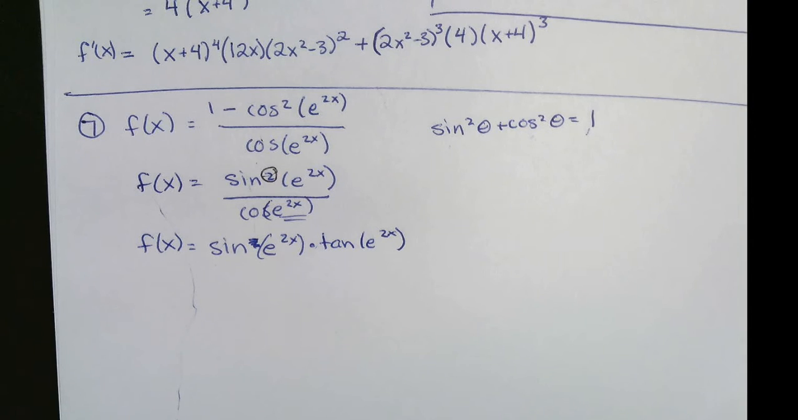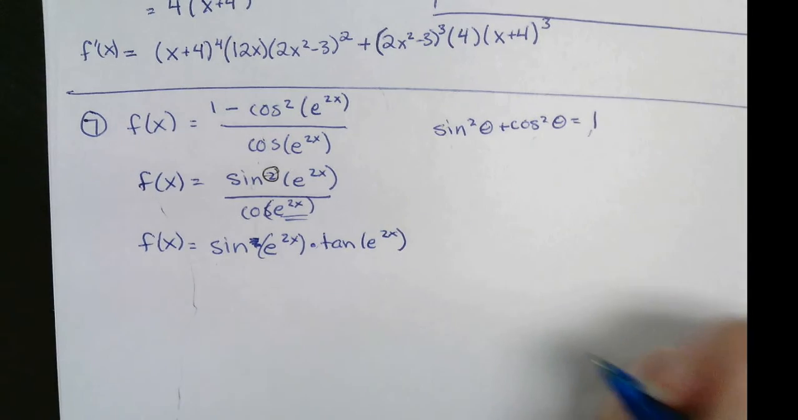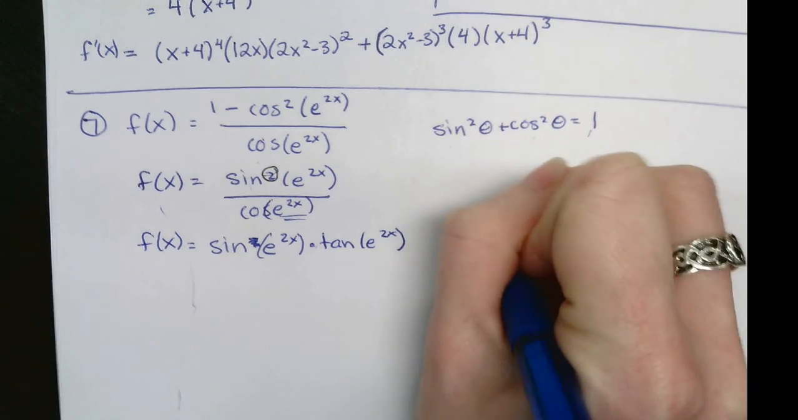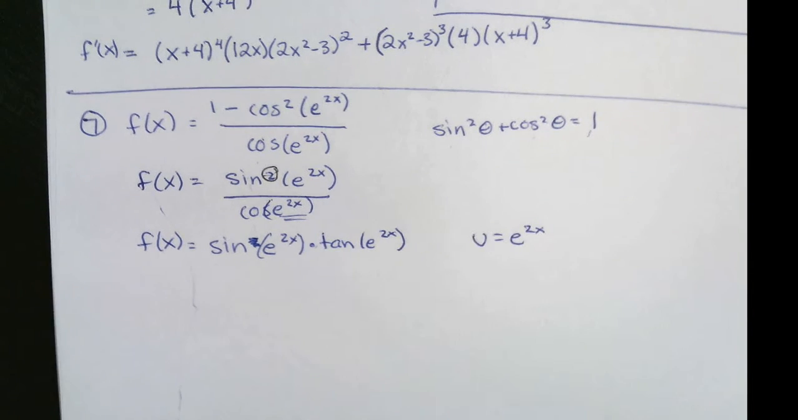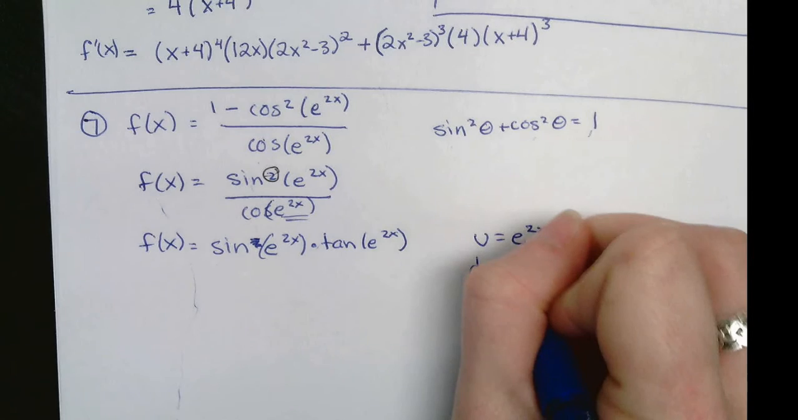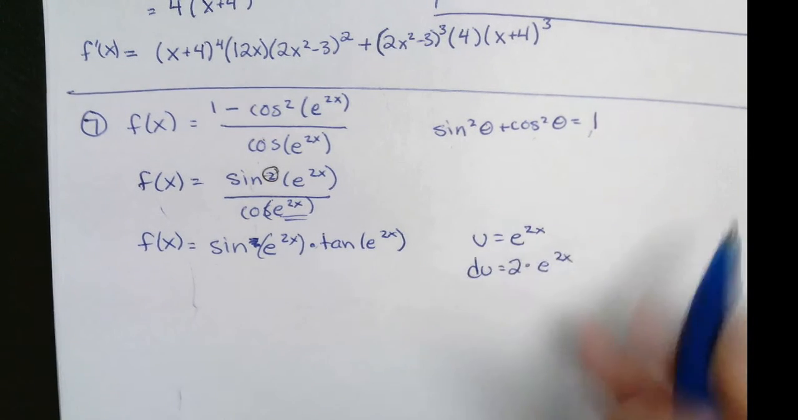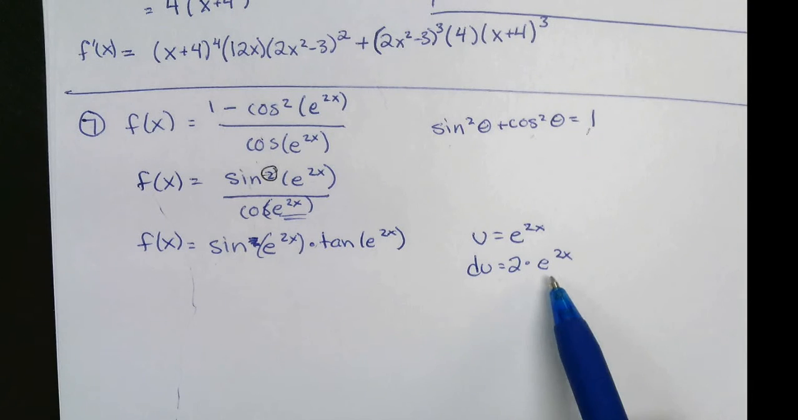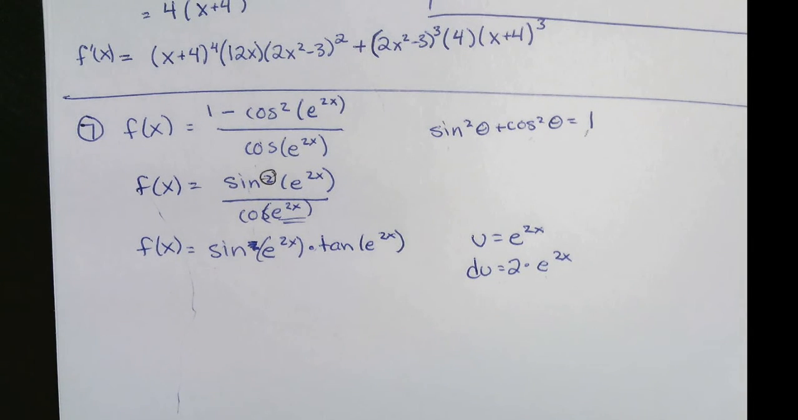Now we can go through and do our product rule. It's going to be combined with chain rule, so that's super fun. Let me double check that there's no other tricks I'm missing really quickly. Okay, so we have to go from here. I'm going to say that my u is equal to e to the 2x. And then that means du is equal to 2 times e to the 2x, because we do the derivative of our exponent times e to the same exponent, 2x.